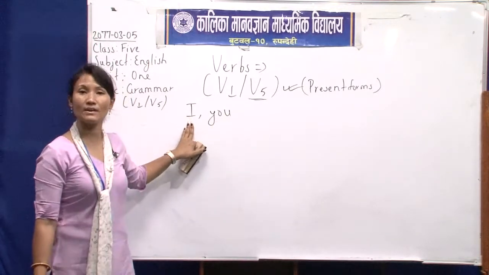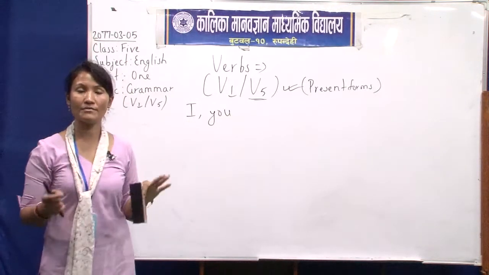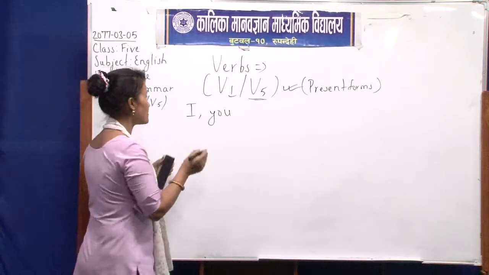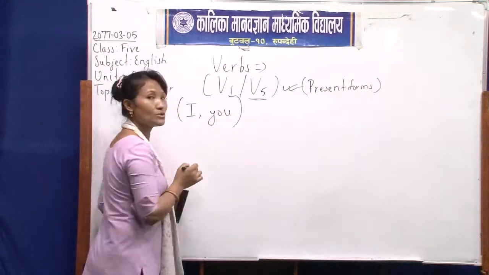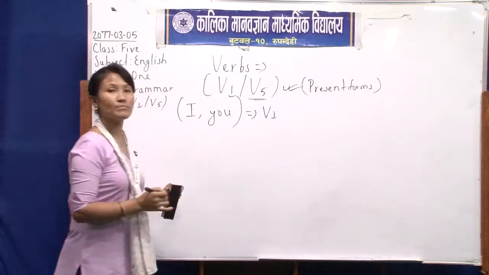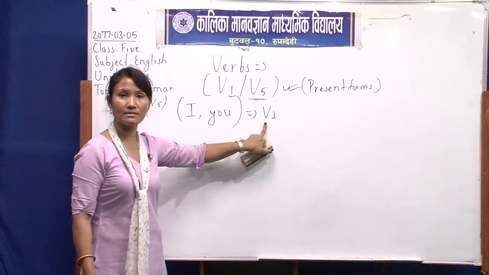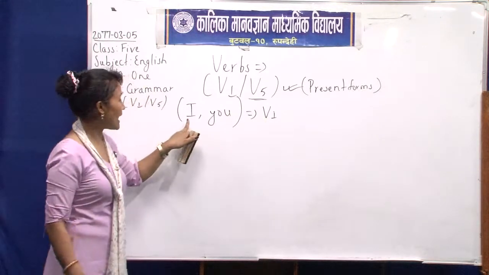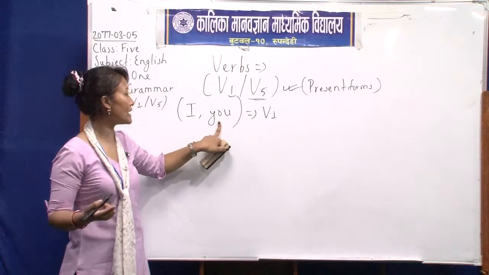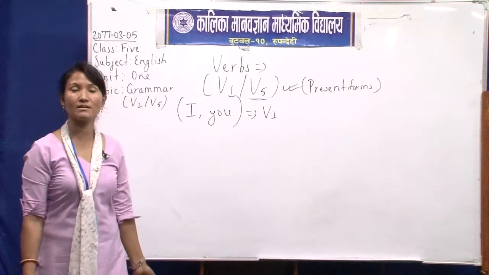Now, I is singular. You plays the role of either singular or plural. Now, one thing you have to keep in mind is that I and you always take verb 1. Previously, we learned that verb 1 is used with plural, right? But here I is singular, you is also singular as well as plural. So, what you have to keep in mind is that I and you always take verb 1.